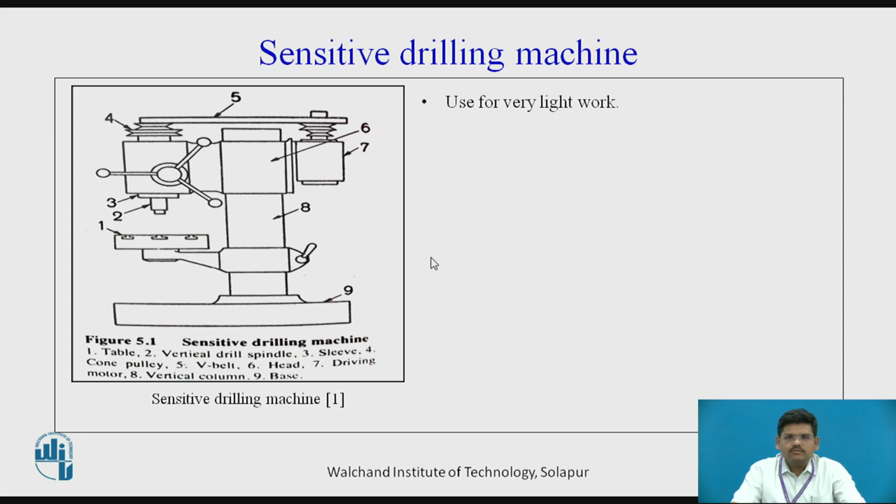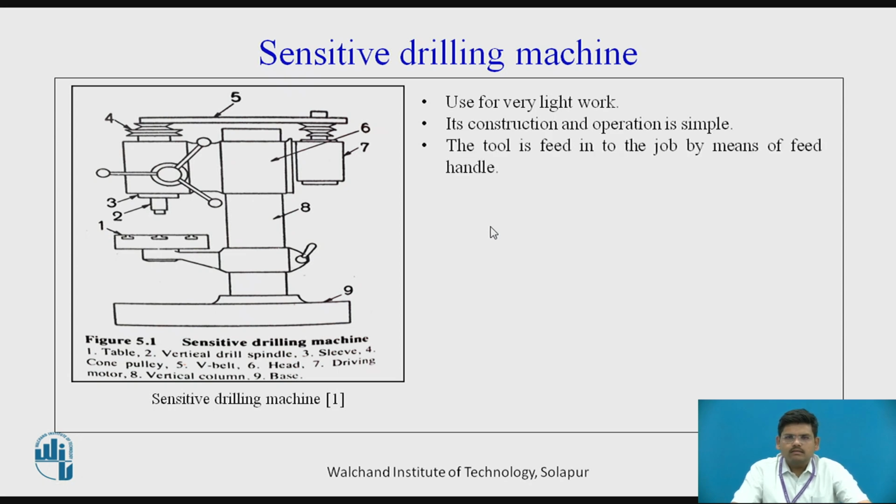Now as far as these machines are concerned, these are used for very lightweight work, no heavy work. Drilling is done with the help of these sensitive drilling machines. Its construction and operation are both simple. The tool is fed into the job by means of the feed handle. This is the feed handle with the help of which we can feed the tool into the job.